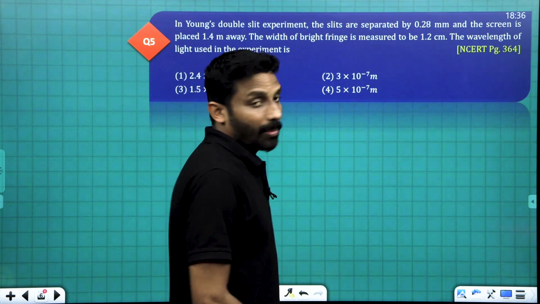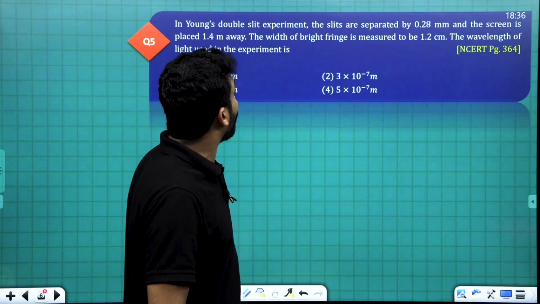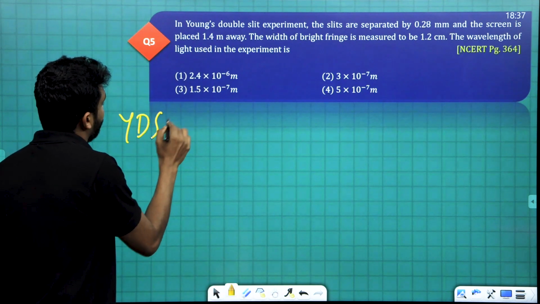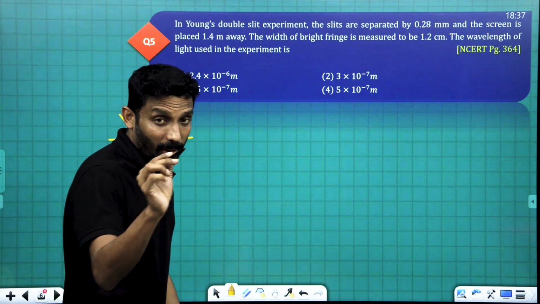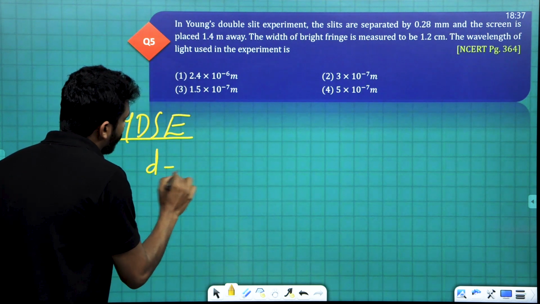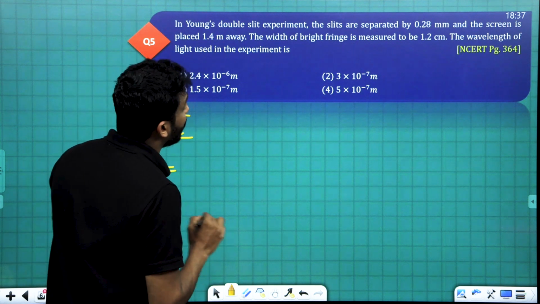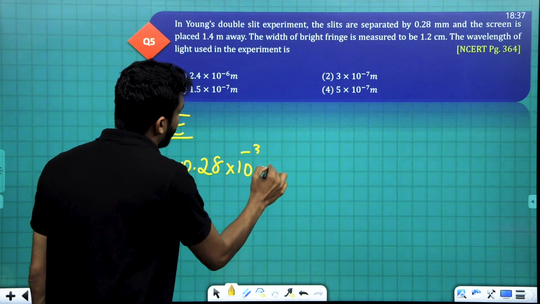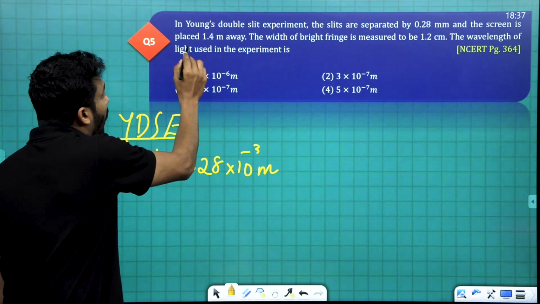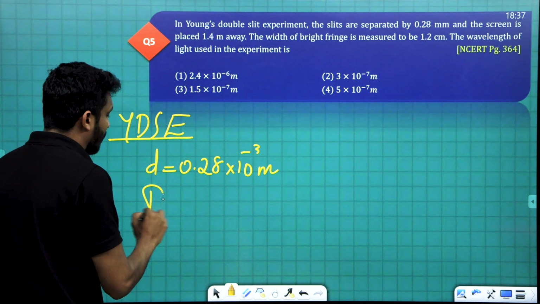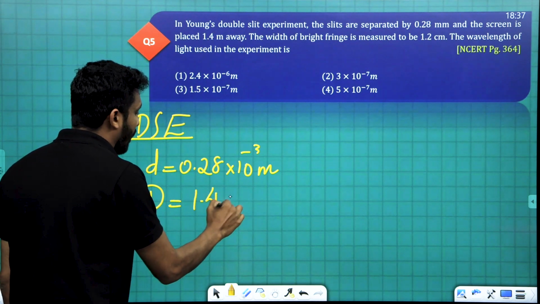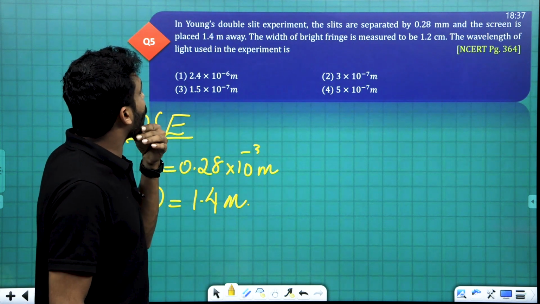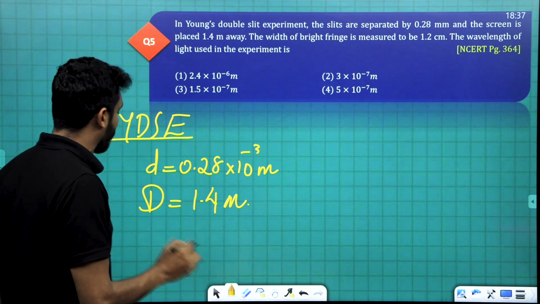In Young's double slit experiment, the slits are separated by 0.28 millimeter. The separation of the slits, symbolized by d, is 0.28 millimeter, that is 0.28 into 10 power minus 3 meter. Okay. The screen is placed 1.4 meter away. The screen distance is 1.4 meter. The width of the bright fringe is measured to be 1.2 centimeter.